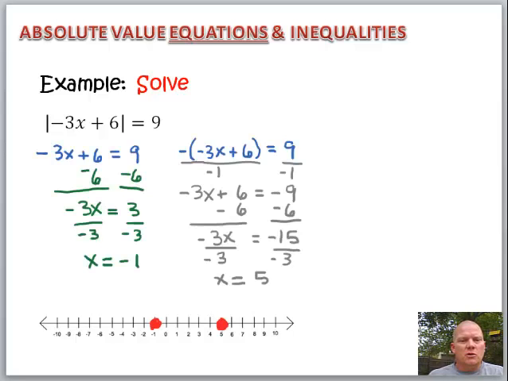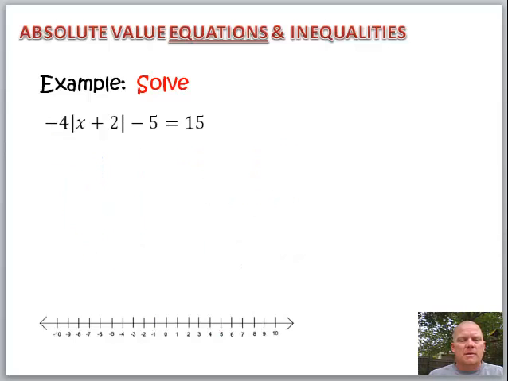Okay, your solution should have been x equals negative 1 and x equals 5. If that's not what you got, then take just a moment, look at the example, and see where you had mistakes or ran into some trouble, and go ahead and correct it, okay? Alright, let's move on to example 2.